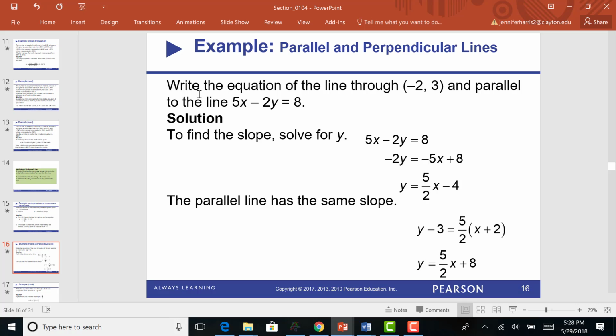If they ask you for a perpendicular line, you flip the slope upside down and change the sign. So instead of positive 5 over 2, it's going to be a negative 2 over 5. When do you do that? Only if it asks you for a perpendicular line.